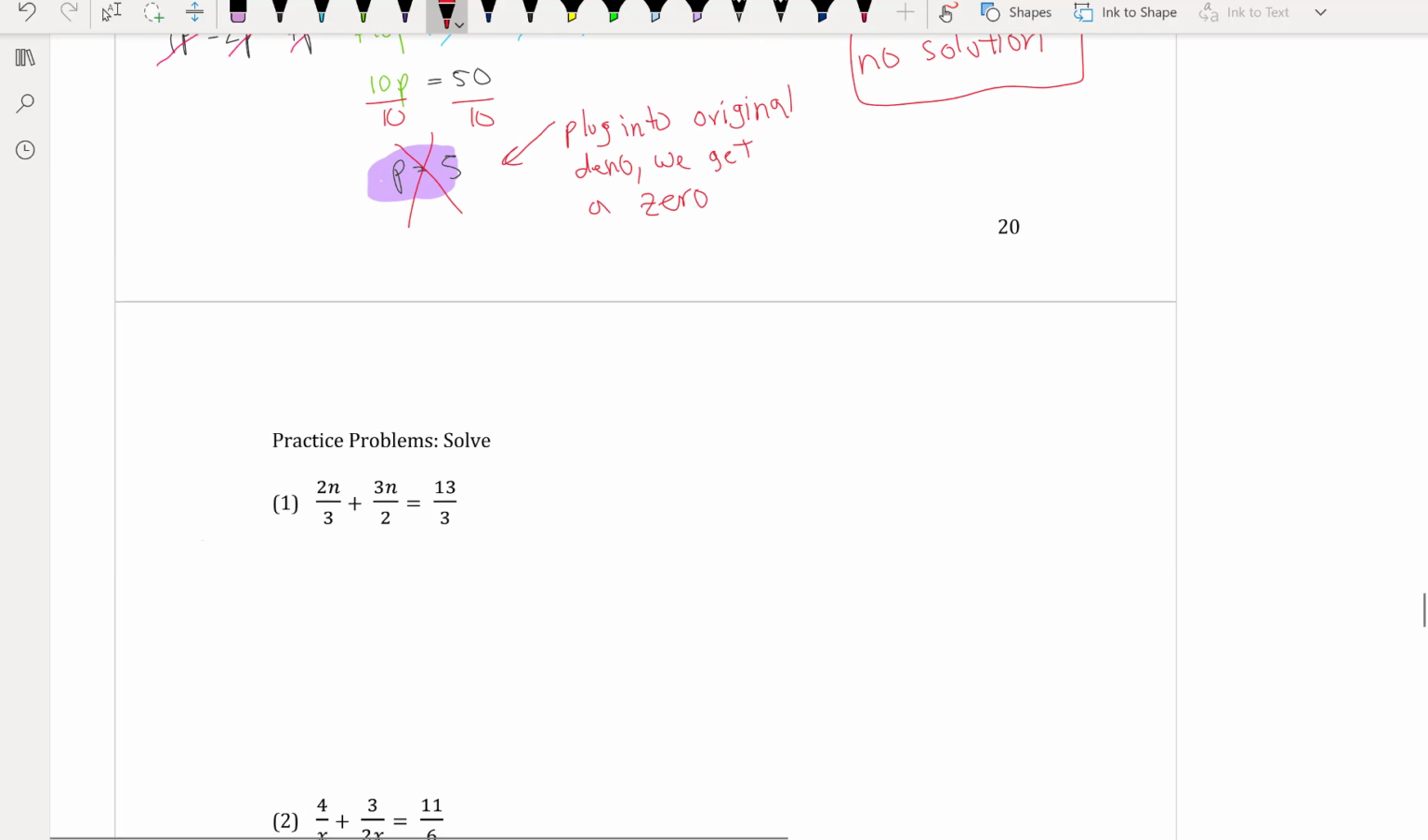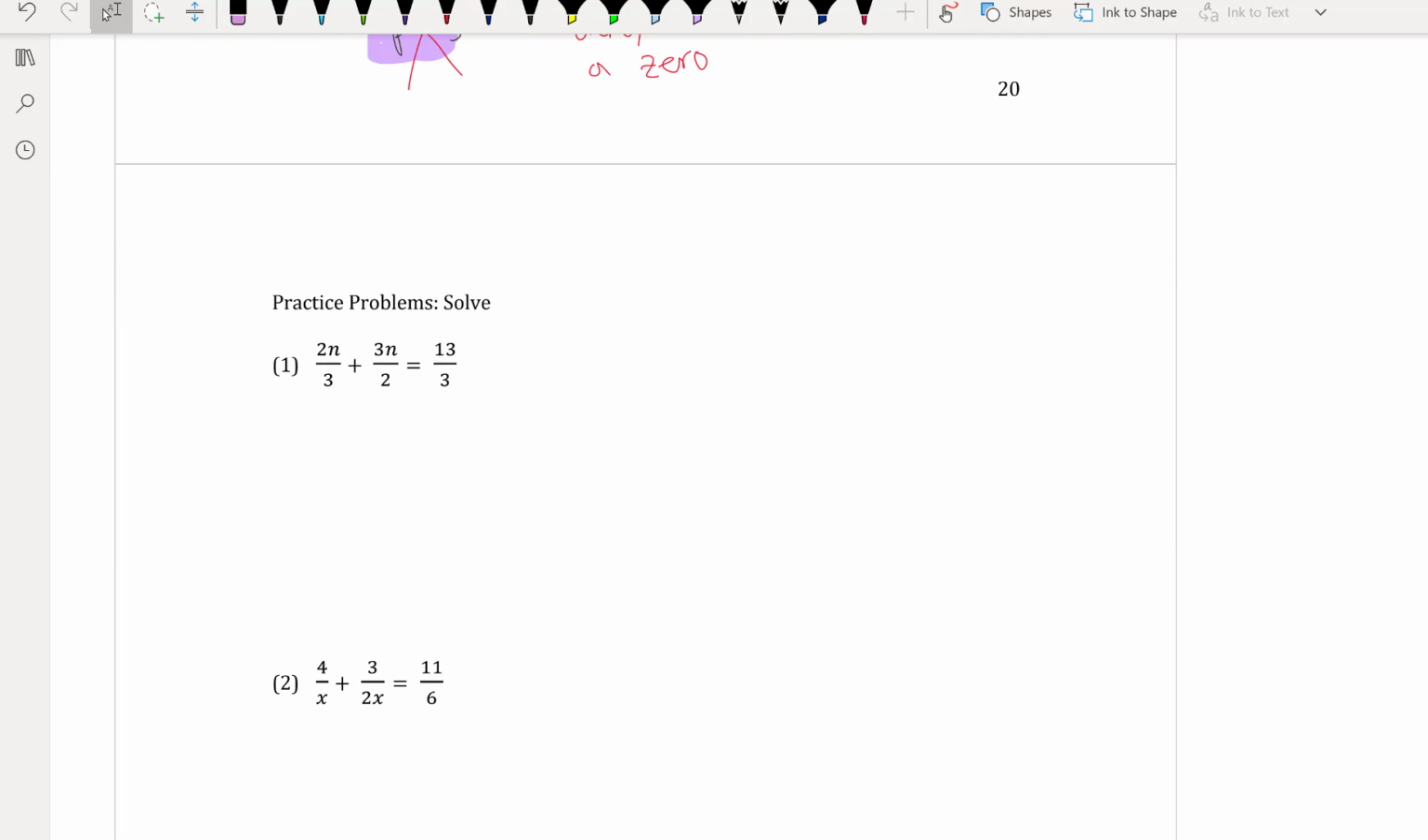Okay, and this is the fun part. This is where you guys are going to work out these problems, and I will work them out as well. So please press pause on whatever device you're listening on, and work out these problems.